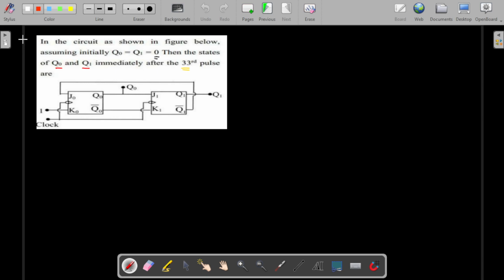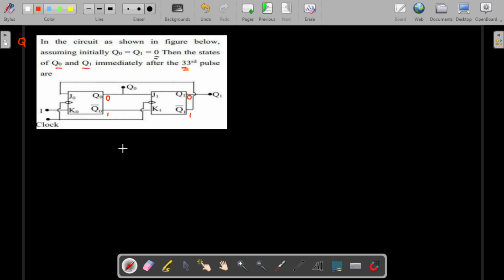Here is another question that was asked, I think in 2011. In the circuit shown in the figure below, assume that the initial condition is 0, 0. Let me take the initial condition as 0. Here 0 means it will be 1. Here also it is 0. Here it is 1. Then the states of Q0 and Q1 immediately after the 33rd clock pulse are asked. The guys would do 1, 2, 3 up to 33, but that is not needed.